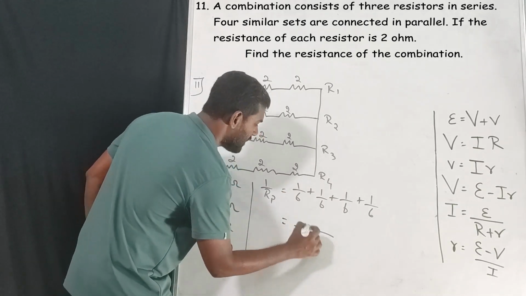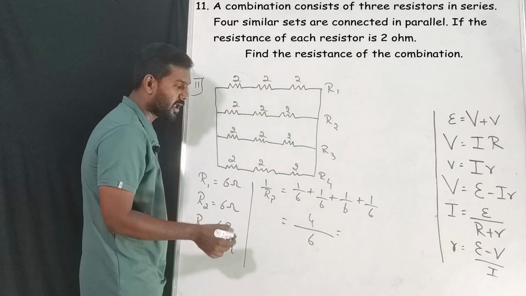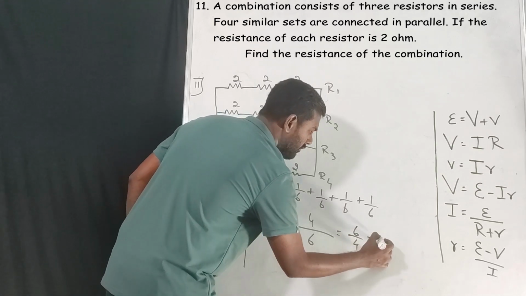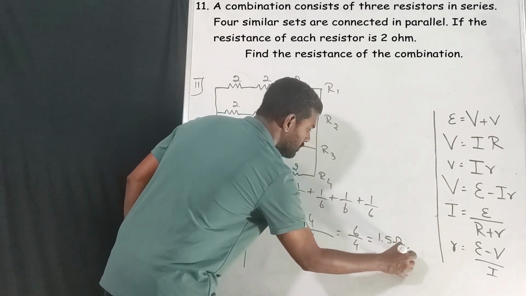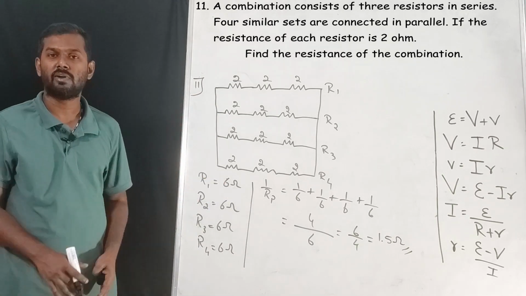Then 6 and 4. So it is not RP, it is 1 by RP. Take the reciprocal, that will be 6 by 4, that will be 1.5. That's it. See, if you can draw the diagram, then you can solve it easily.